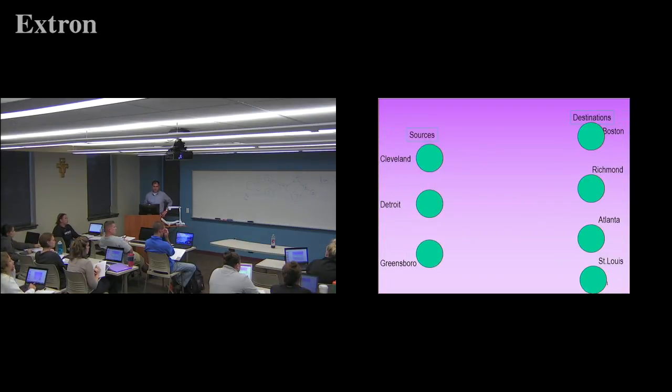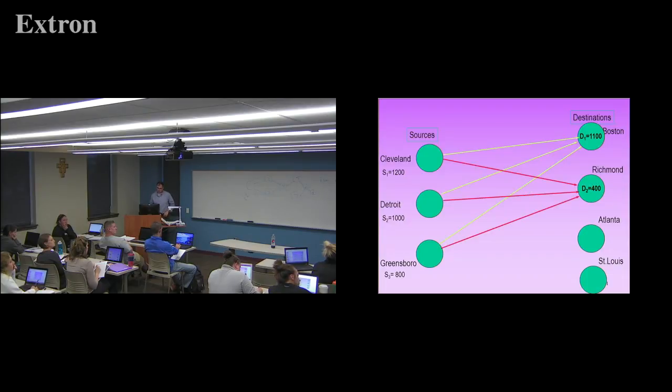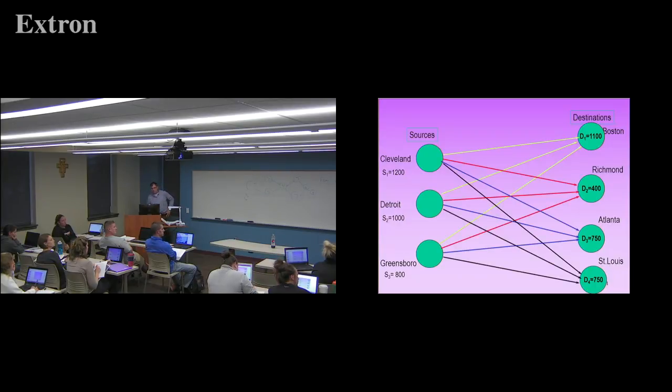So let's represent this as a network. We have these 3 source nodes and these 4 demand nodes. We can ship from Cleveland, Detroit, or Greensboro to Boston. We can also ship from Cleveland, Detroit, or Greensboro to Richmond. We can also ship from those 3 sources to Atlanta, and also from those 3 sources to St. Louis. We also know that those arcs have costs on them. So if we ship 1 unit or 1 pallet from Cleveland to Boston, it's going to be $35. 1 unit from Cleveland to Richmond, $30.